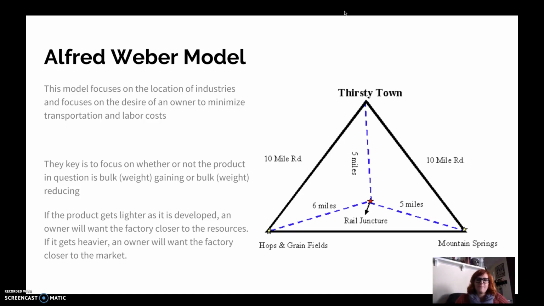Okay. So in your book, it talks about bulk gaining or bulk reducing products, okay? And actually, your book calls it bulk, but your test is probably going to call it weight gaining or weight reducing. So it's the same thing when you say weight reducing versus bulk gaining. It's the same stuff, okay? So bulk gaining would be a product that gets heavier as it goes through the manufacturing process. So bottling is an example.